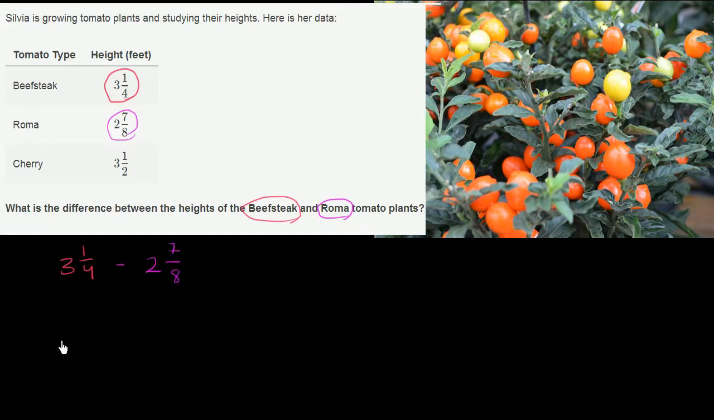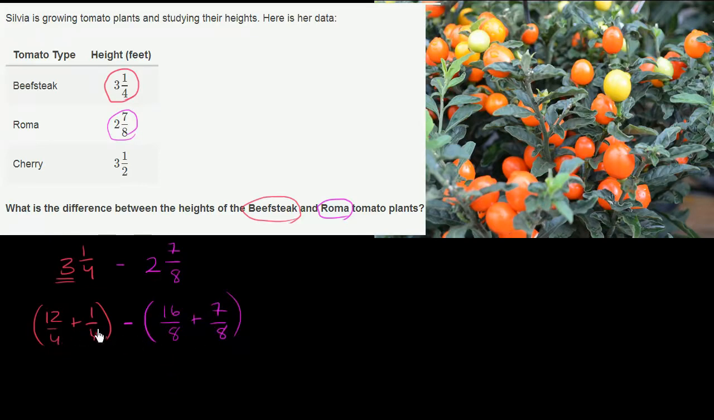Now, the first thing that I like to do is convert both of these mixed numbers into improper fractions. So 3 and 1/4 is the same thing as 3 plus 1/4, which is the same thing as 12 fourths plus 1/4. And from that, we're going to subtract 2 and 7/8. 2 and 7/8 is the same thing as 2 plus 7/8. 2 is the same thing as 16/8 plus 7/8. So this is essentially what we are trying to figure out.